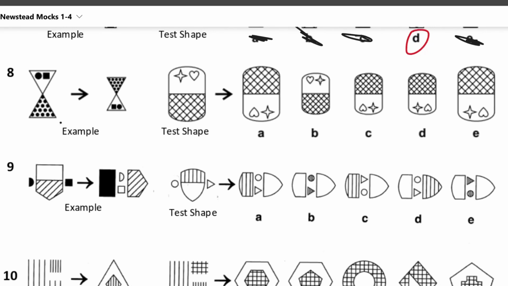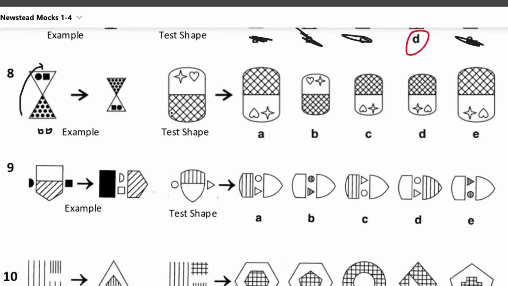Question number 8. It looks like we are flipping the shape. It is having a 90-degree clockwise rotation, because this square is going to end up somewhere here, and then a circle just like in the picture. So when we flip this around, we need to have the same shading on the top.